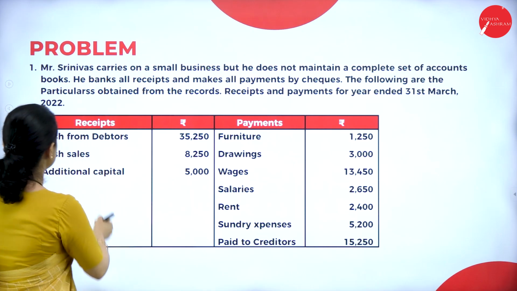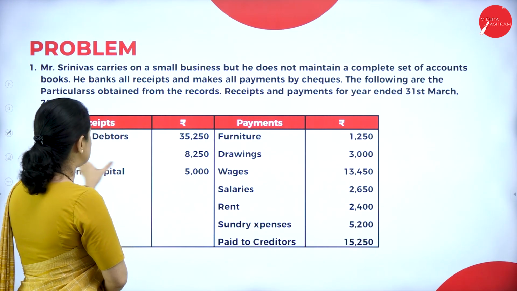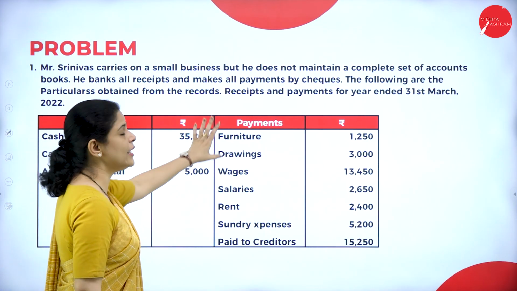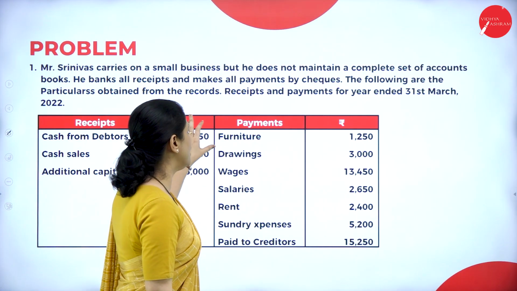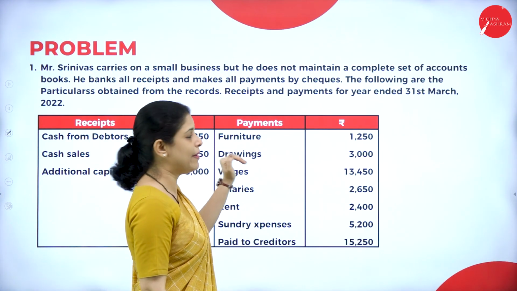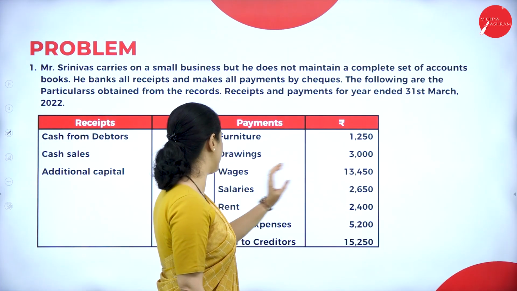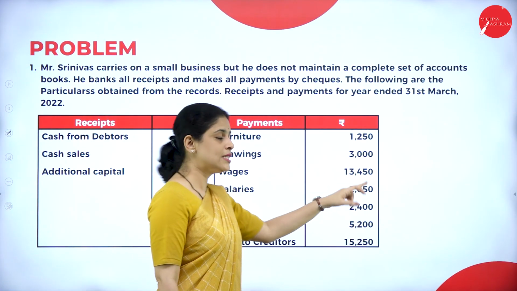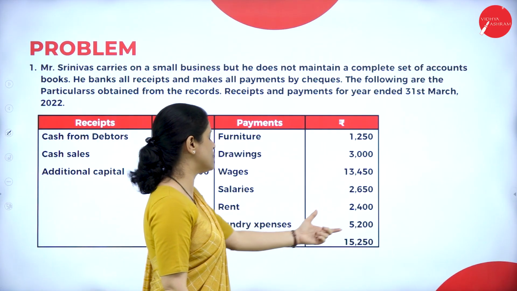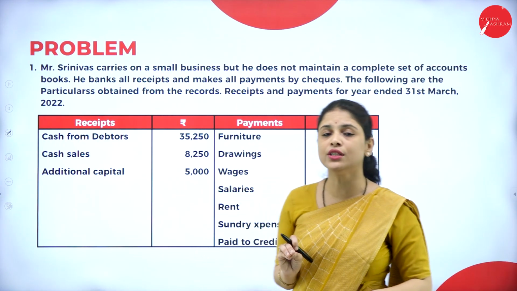Let us see the receipts. Cash from debtors 35,250. Cash sales 8,250. Additional capital 5,000. Now let us see the payments. Furniture 1,250, that means new furniture purchased. Drawings 3,000. Wages 13,450. Salaries 2,650. Rent 2,400. Sundry expenses 5,200. And paid to creditors 15,250.